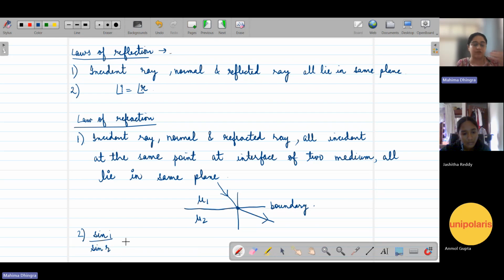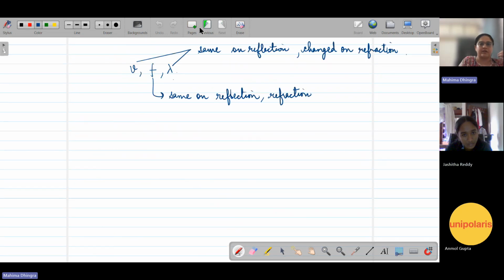And the second law, that is the ratio of sine of angle of incidence to the sine of angle of refraction is constant, and that constant is the refractive index. Now here, this is what you have learned in grade 10th. Now how we will use it here in grade 12.